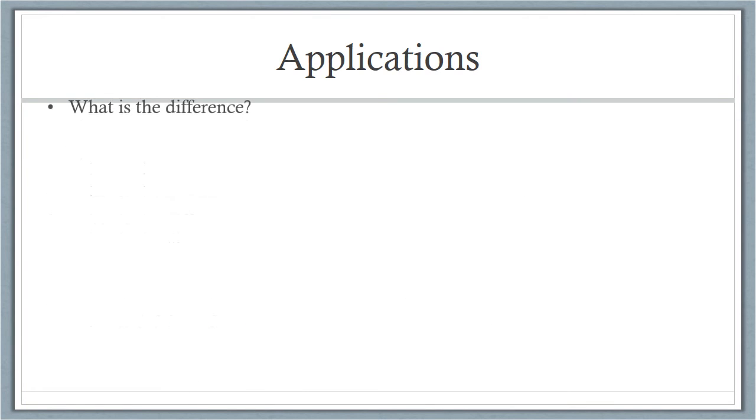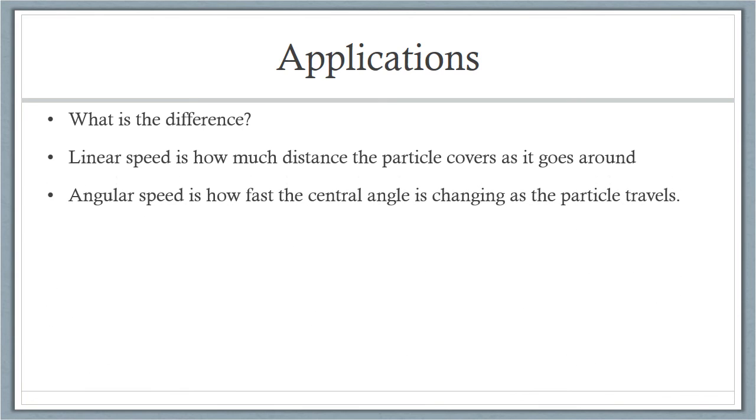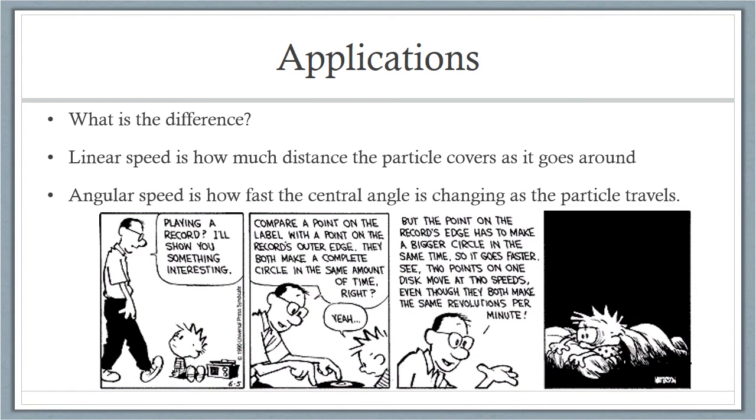So what's the difference between linear and angular speed? Linear speed is how much distance the car, the particle, or whatever covers as it goes around. Angular speed is how fast the central angle is changing as that particle travels. If you think about the hands on a clock, it's how fast the angle between those two hands is changing. I found this little cartoon a long time ago.